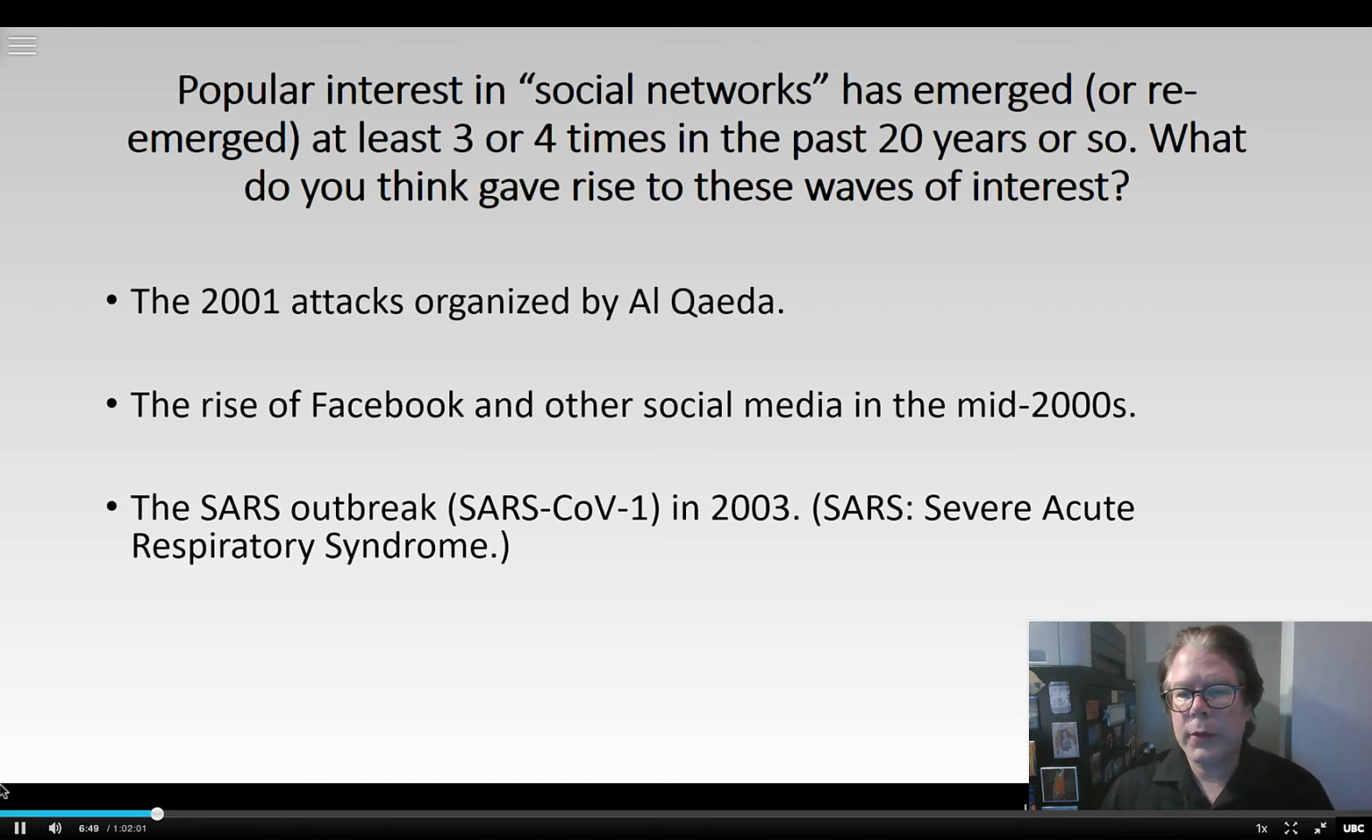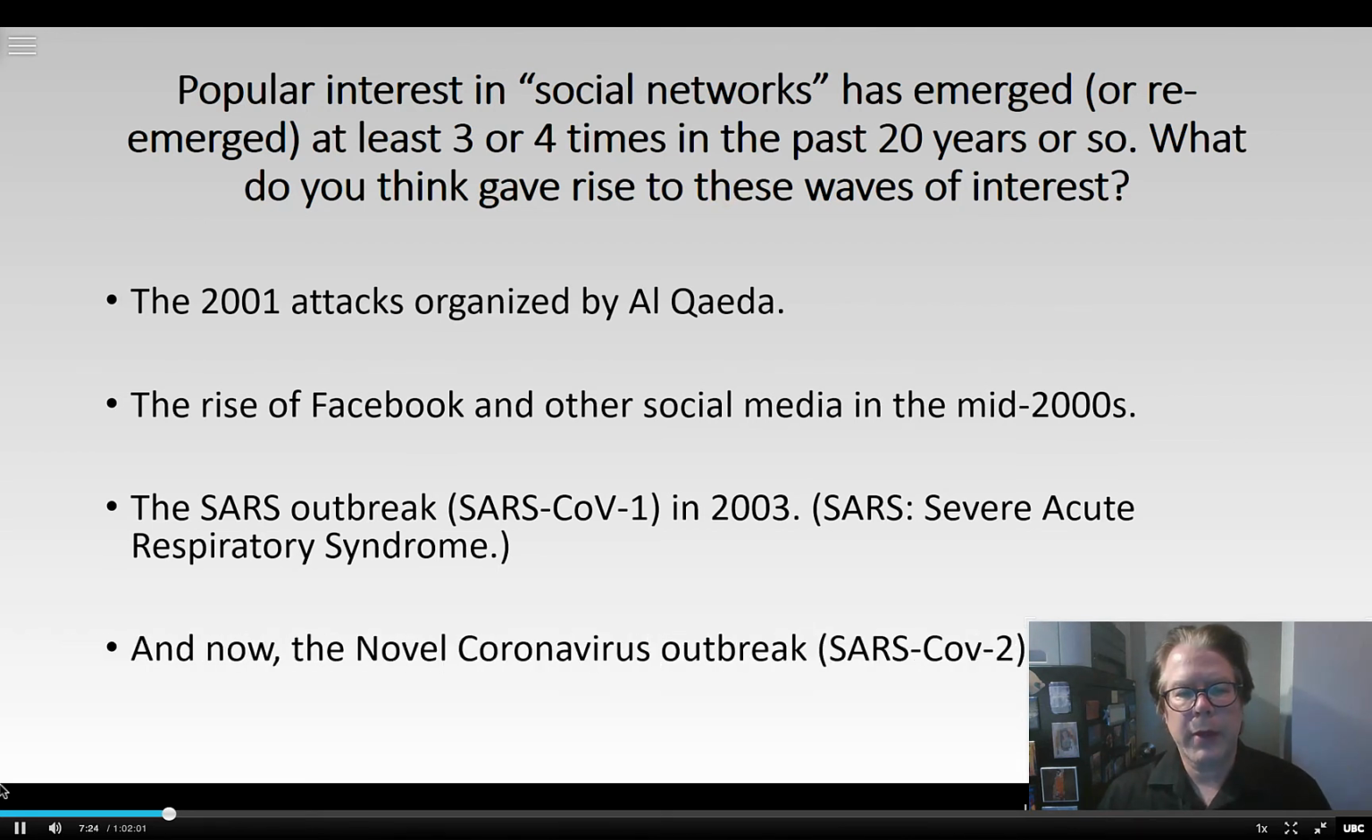Another time in which the notion of social networks became highlighted in the media was the original SARS outbreak, SARS-CoV-1 in 2003, severe acute respiratory syndrome. And it was noted by both epidemiologists and by reporters that this disease, this infection was spreading through social network contact. And so there was a rise of interest in social networks then.